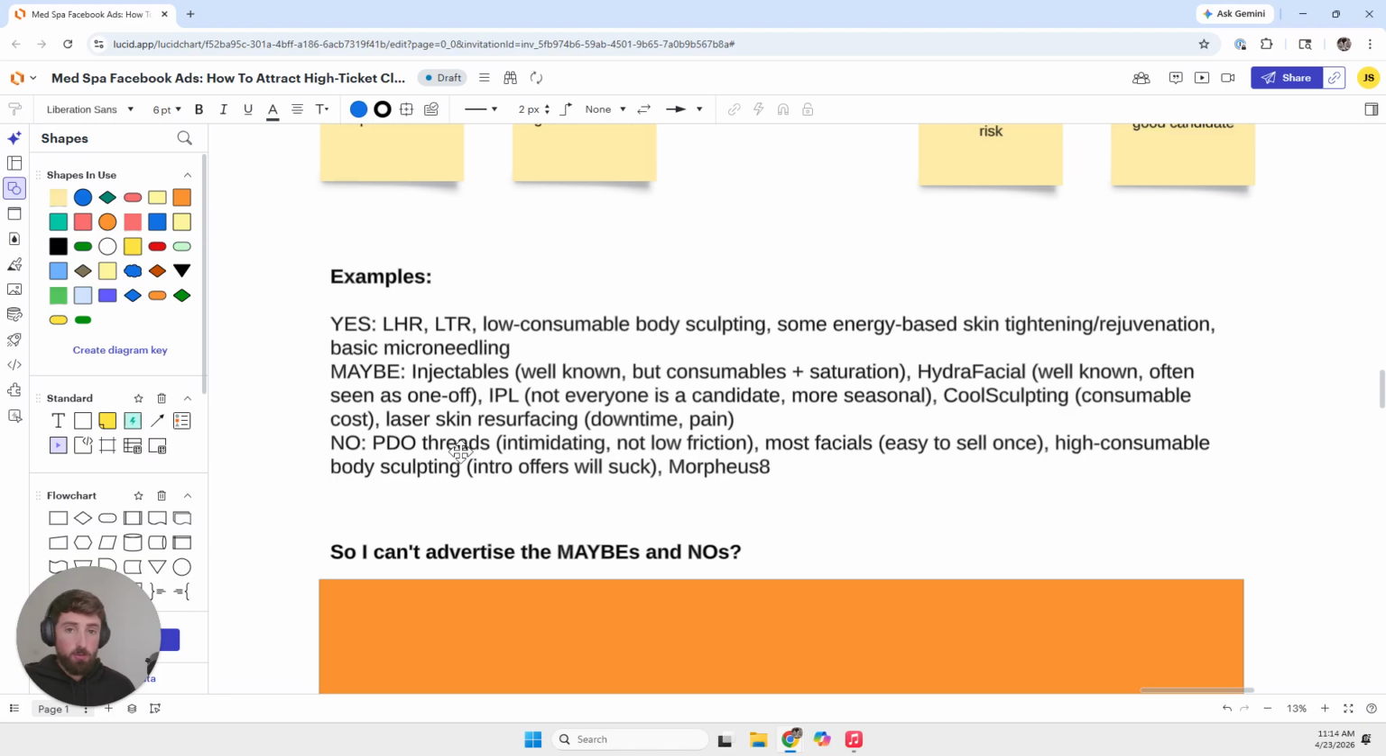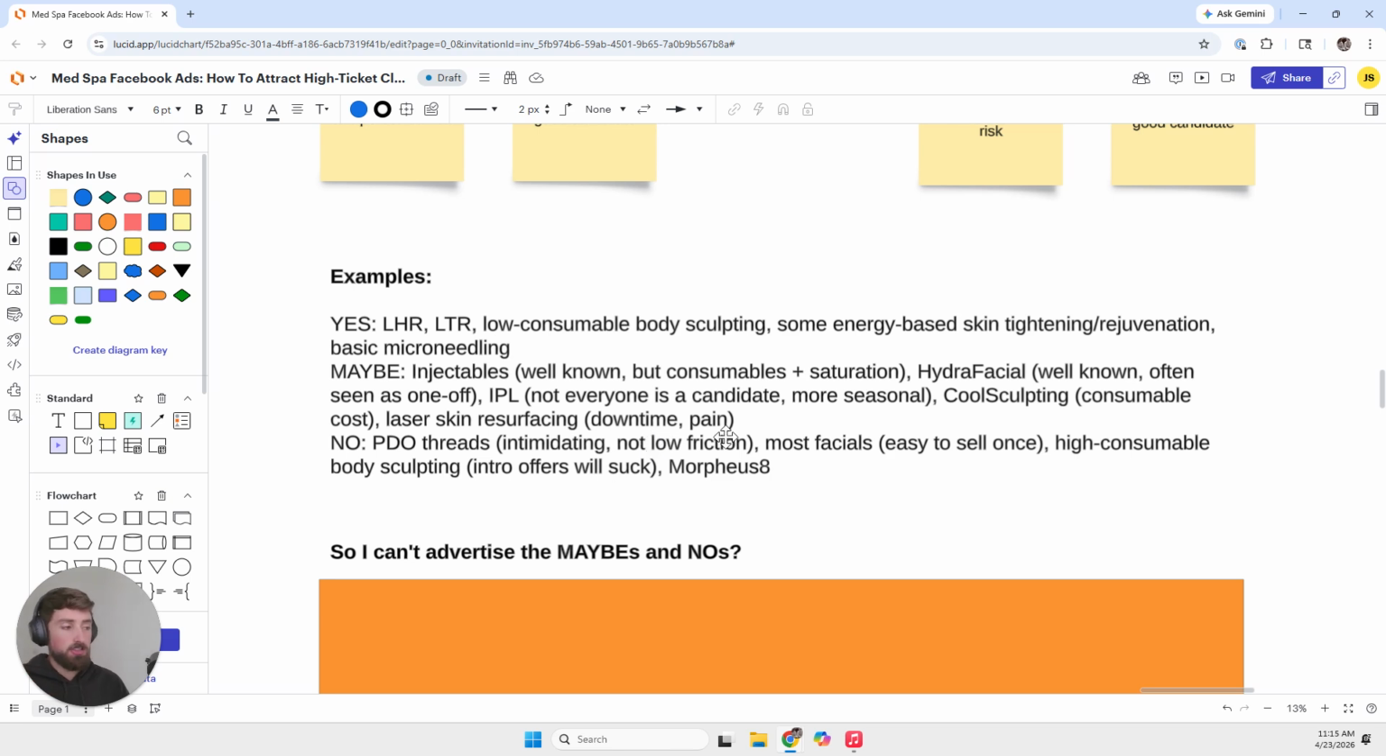Now, for the ones that are no, these are just campaigns that we personally don't like to run as much. First off, PDO threads. The reason for that is because they're a little bit intimidating. I've seen videos of the PDO threads, and when I see it, I'm like, I don't think I would want to do that. And so it's a little bit harder to, quote unquote, sell it on the front end because of that.